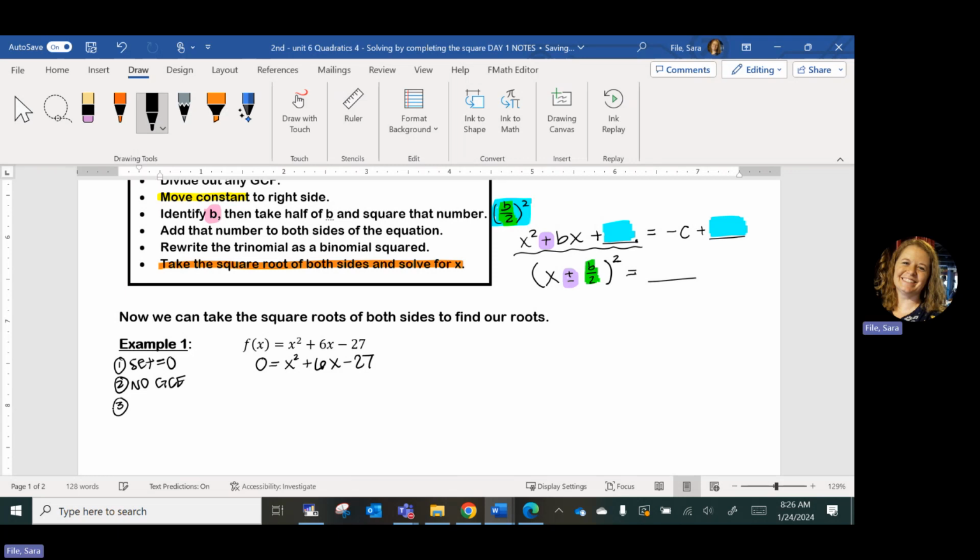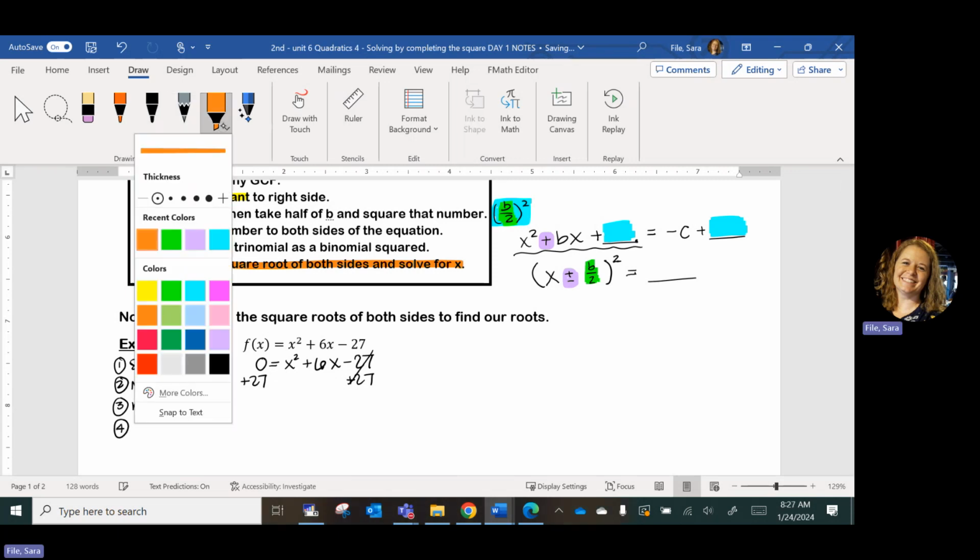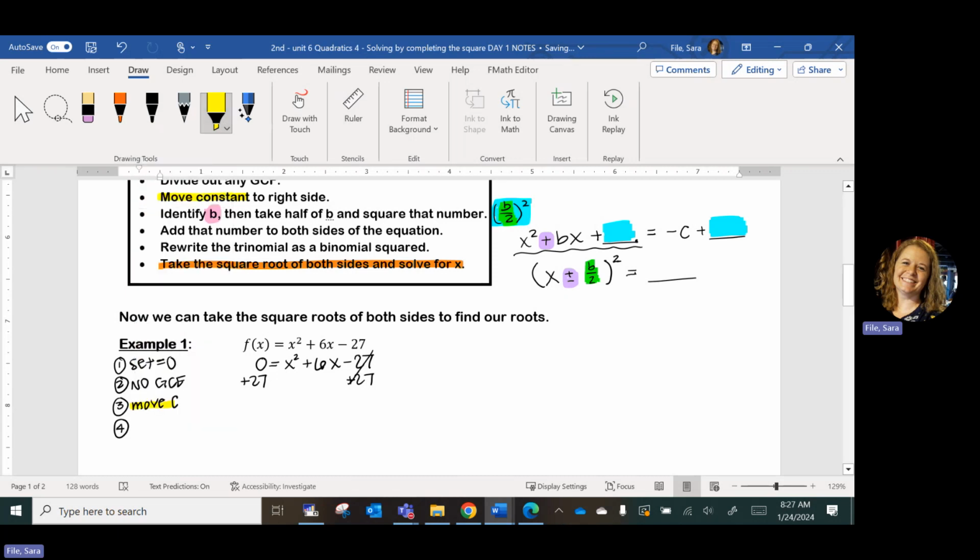So then step 3 is to what? What's the next step after I check for a GCF? Move the constant to the other side. So in this case, it's minus 27. How's that going to get moved? What's the opposite of minus 27? So I'm going to add 27 to both sides to move it. I'll try and color code this for you. So we moved C. That's what we're doing here.